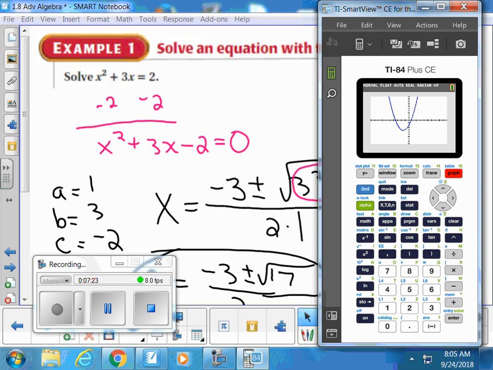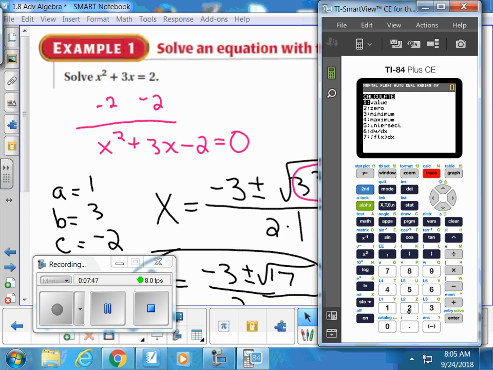We've done things in table world, but this time we're going into the calculate menu. It's something brand new we've never done. So it's second trace, and that'll take you to the calculate menu. Which of these choices do you think would find an x-intercept for you? Zero, because x-intercepts are also called zeros. So it's choice number 2. You can select it, or just hit number 2.